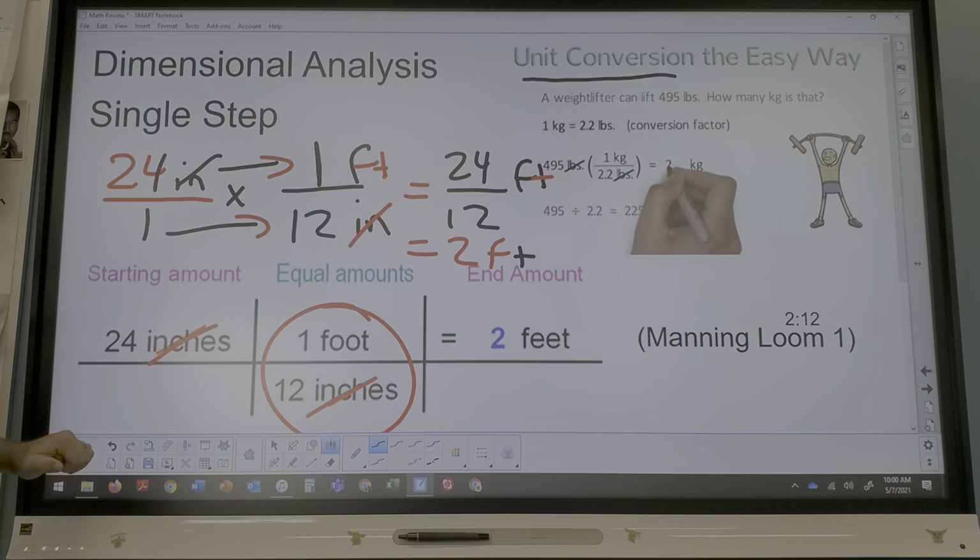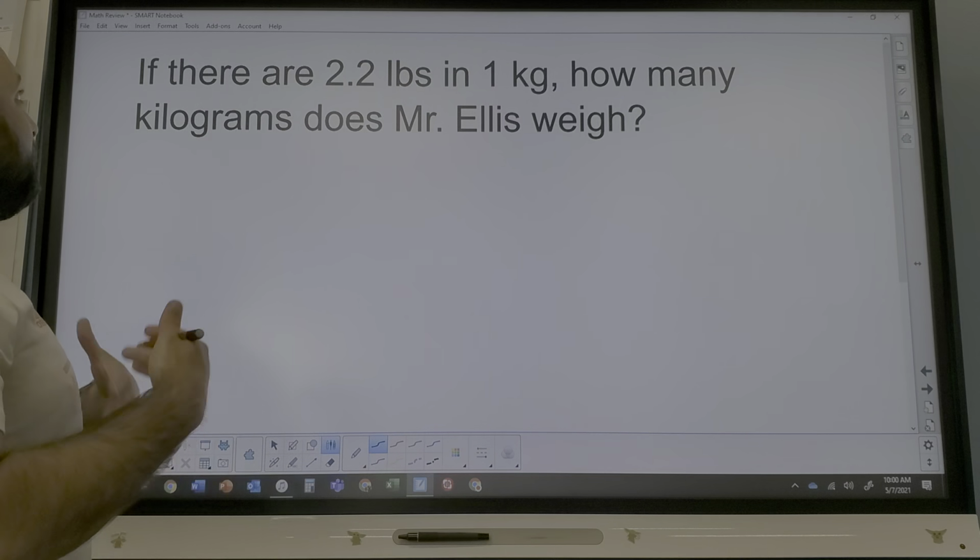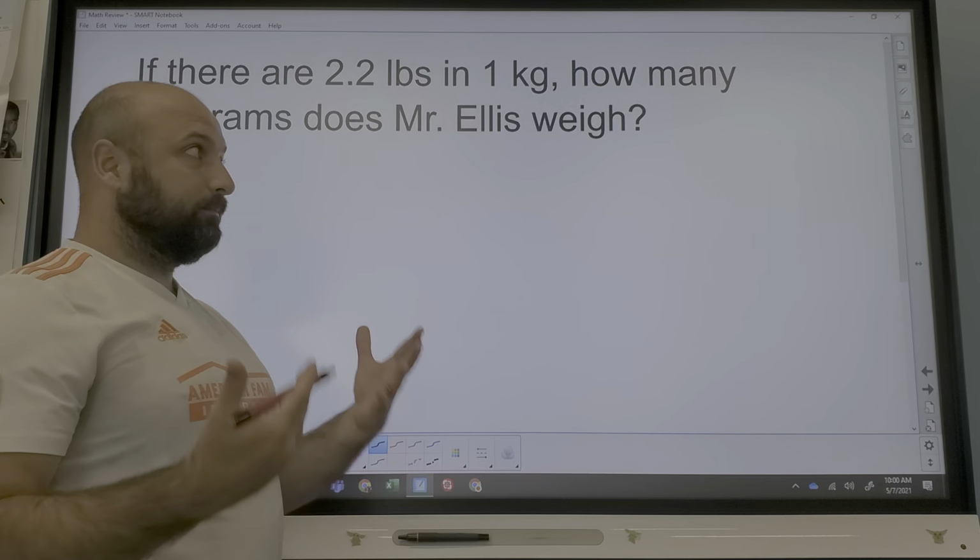All right? Now, if we come over here, if there are 2.2 pounds in 1 kilogram, how many kilograms does Mr. Ellis weigh? Well, you gotta know how much Mr.